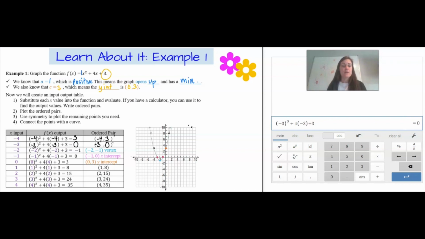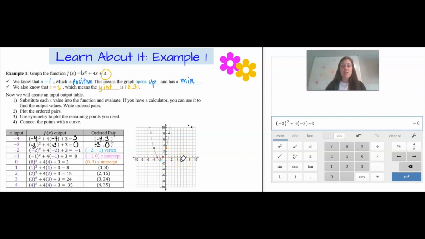On the screen now is the rest of the input-output table. So you can see all of the rest of the ordered pairs that have been evaluated, and all of those ordered pairs have been graphed on the coordinate plane. So I can see I have a quadratic function that opens up. It has a minimum at (-2, -1), so that's right here. There are 2 x-intercepts and a y-intercept.